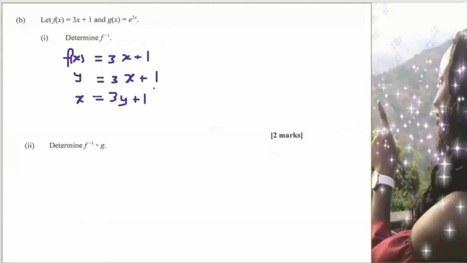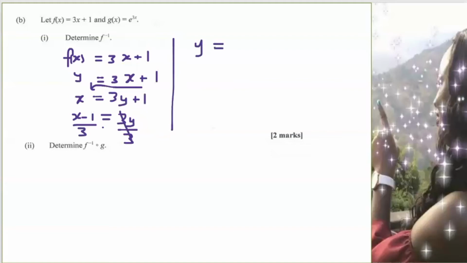After doing this, we're going to make y the subject. So we carry the 1 over the equal sign. So I have x minus 1 equals 3y. Then I divide both sides by 3. This cancels. So what I have here is y is equal to x minus 1 over 3. Now, y is the same thing as f inverse. So the inverse function is x minus 1 over 3. That's it.